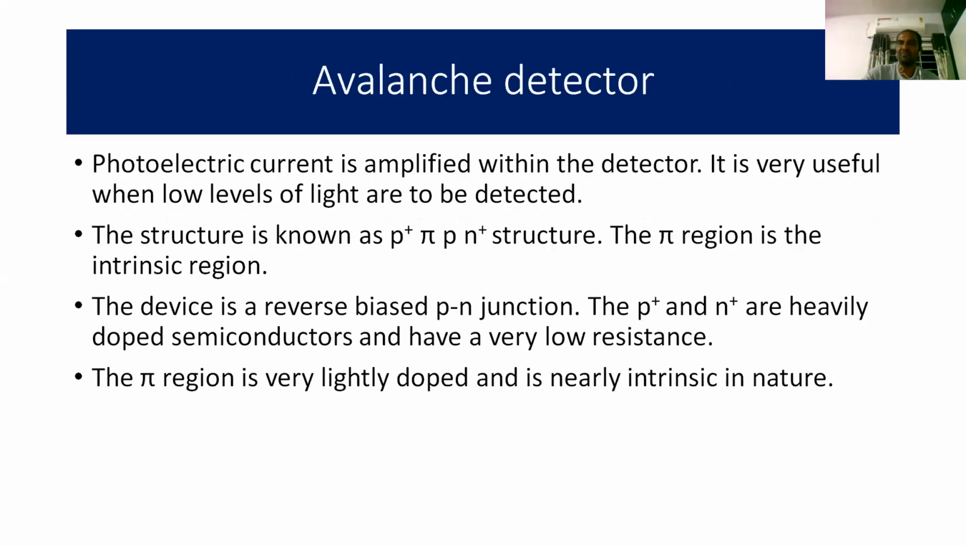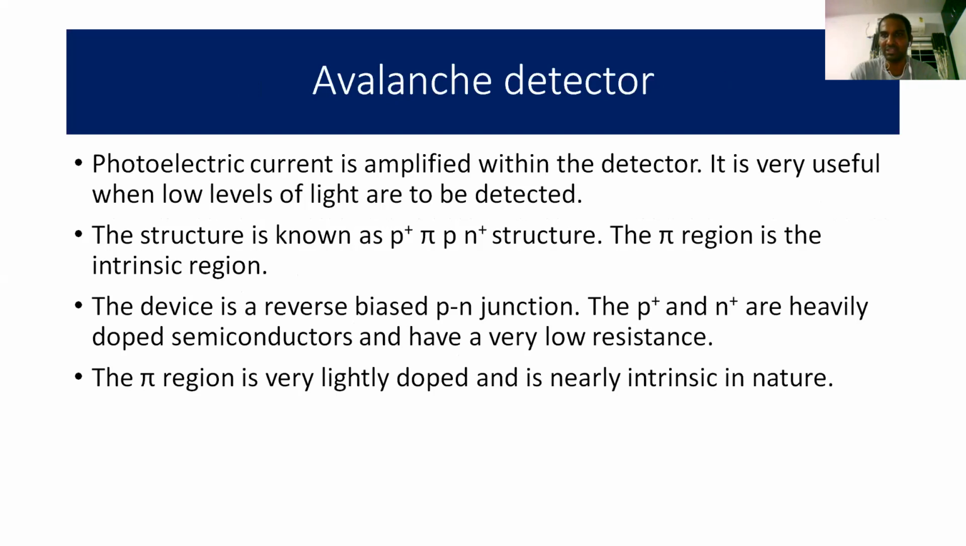Then what is this avalanche detector? Just like the pin detector, this avalanche detector is also operated under reverse bias. It is a PN junction diode with different types of materials, but it is also operated under reverse bias condition. In the pin photodetector, the name itself indicates: P is a p-type semiconductor, I is an intrinsic semiconductor, N is an n-type semiconductor. But in the case of the avalanche detector, we have a slightly different kind of structure.